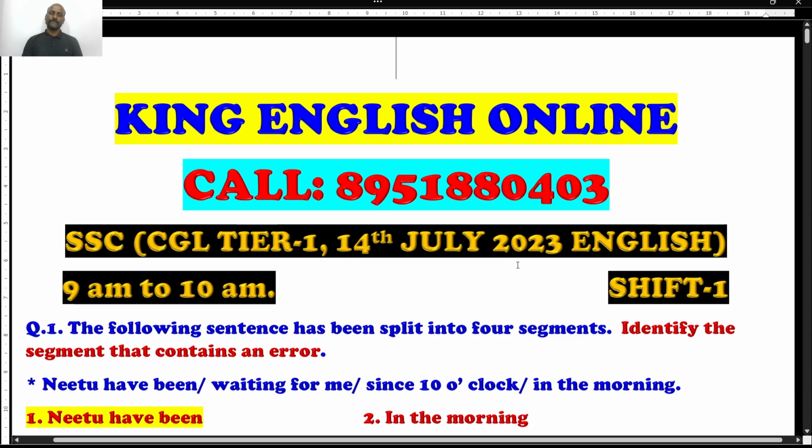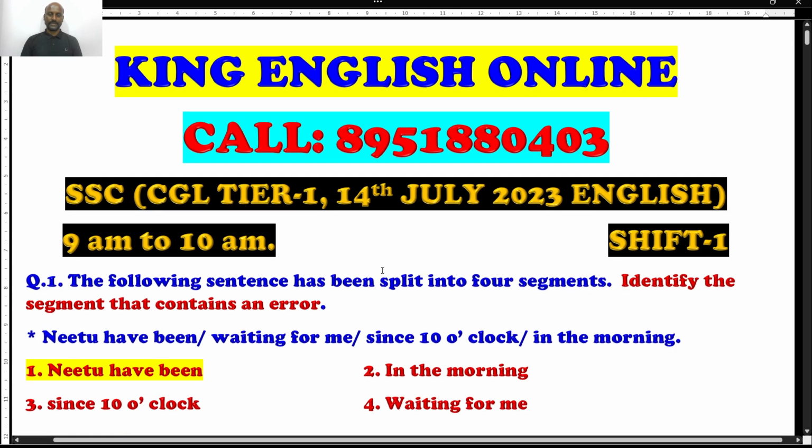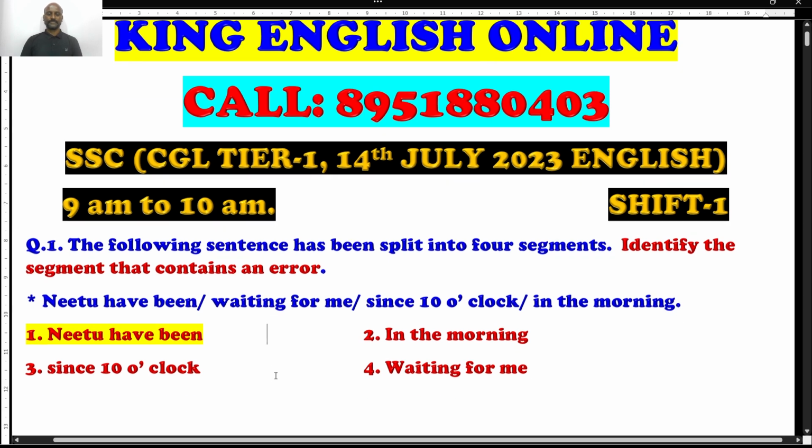Well, students, let's see the first question. The following sentence has been split into 4 segments. Identify the segment that contains an error. This is the first question. Students, a sentence has been given. The sentence is bifurcated into 4 parts. Among the 4 parts in the sentence, what we are supposed to find out is an error. If you find any error, you do have 4 options. Choose one among them. Let's see.